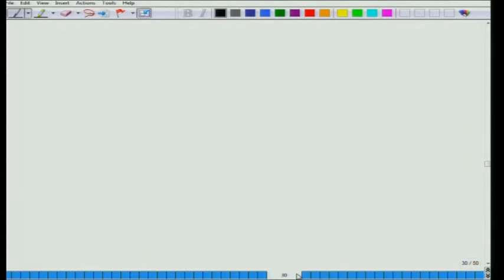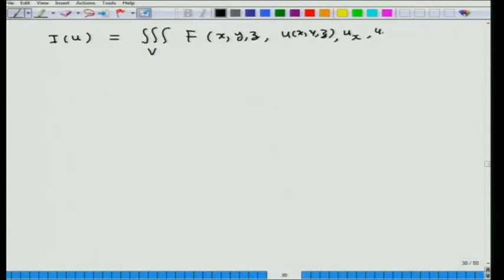Now, going to higher order functionals. Let us consider 3 independent variables. So I of u, now u is a function of x, y, z. So we have now, let us say, a triple integral over a certain volume V of f of x, y, z. Now, these are free independent variables, and u is a function of x, y, z, and then you have u_x, all these are functions of x, y, z.